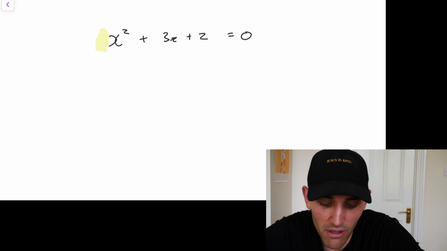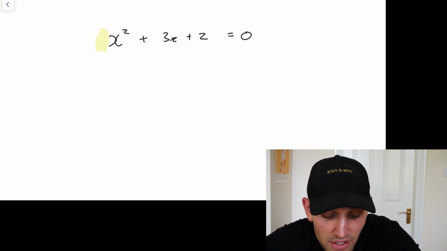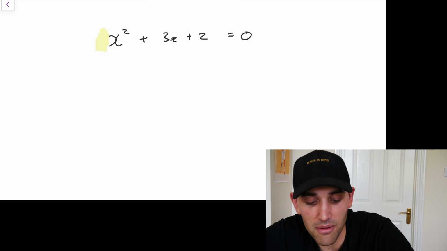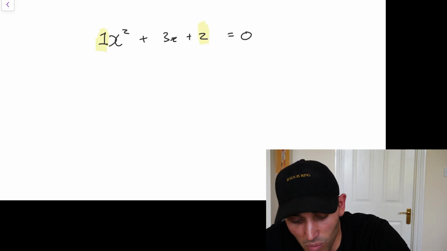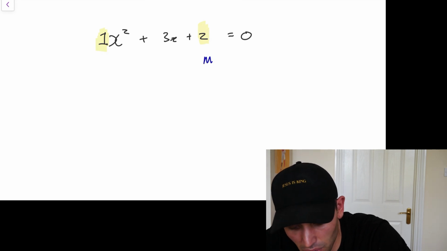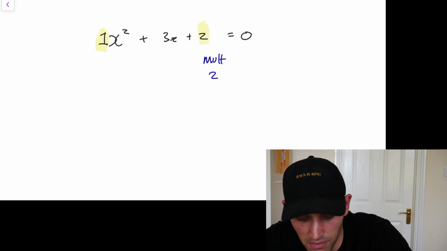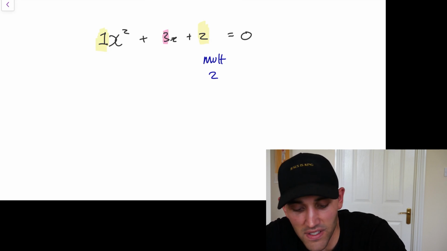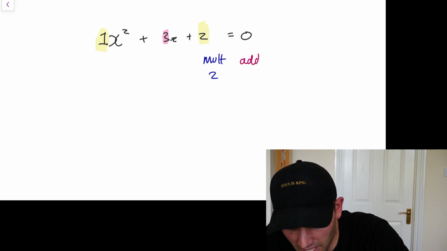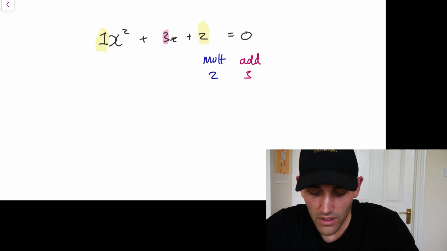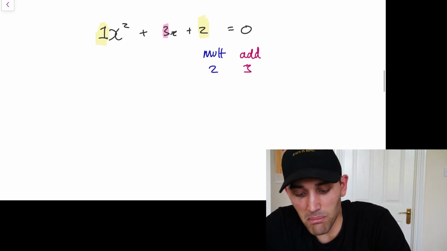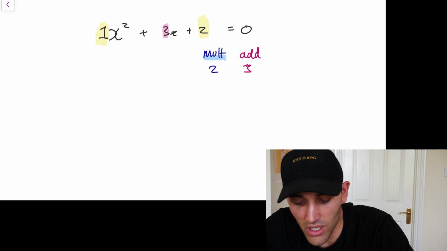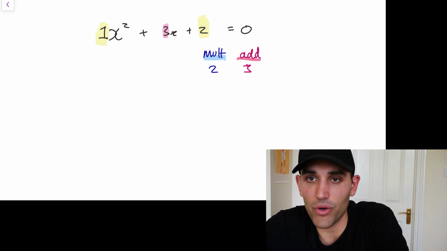All right, here's what I'm going to do. I'm going to take the leading coefficient in front of the x squared term, and I'm going to multiply that by the constant term. In this case there's a hidden 1 there, so that is 1 times 2, which is 2. I'm then going to look at the coefficient of the x term, which in this case is 3. I'm now looking for a pair of numbers that must multiply to give me 2, and must add to give me 3.